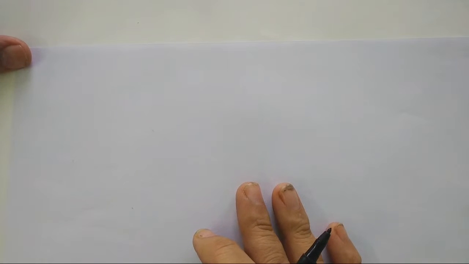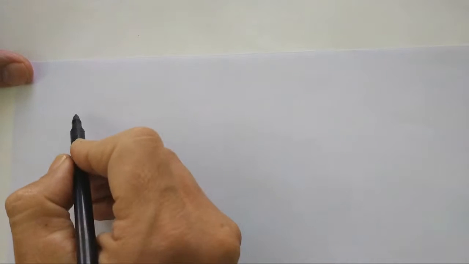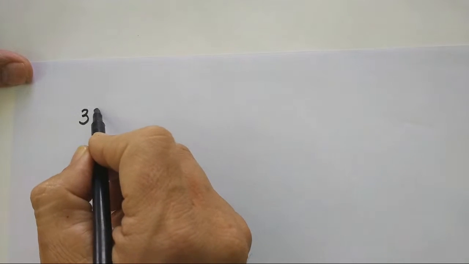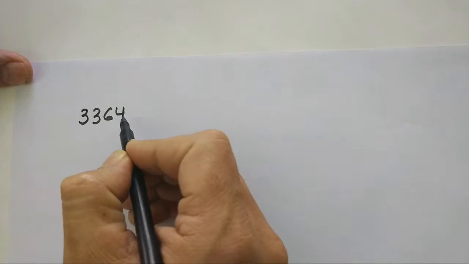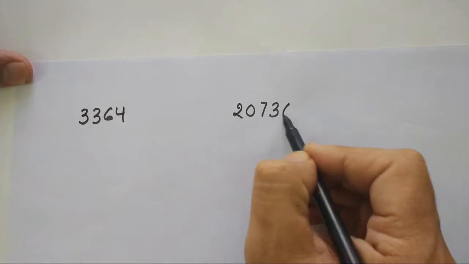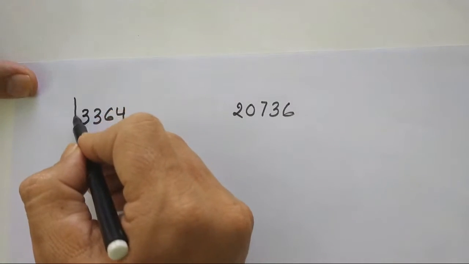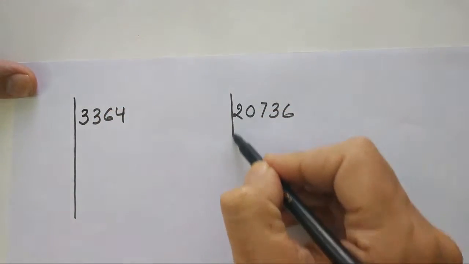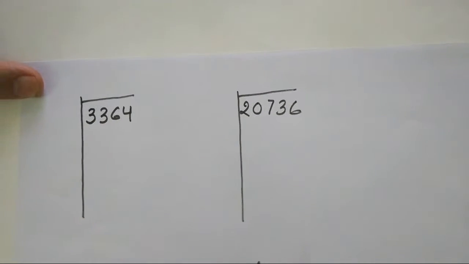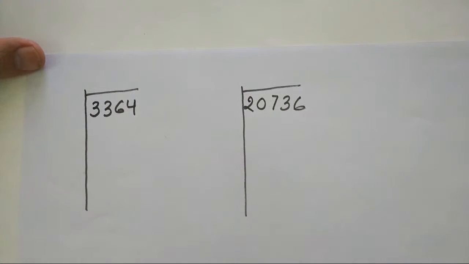Square root of a number, the square root of a number by using the long division method. So let's take two examples. A number which is having 4 digits, and both the numbers you will understand: 3364 is your first number, and the second number is a big number, 20736. First we will understand how to find the square root of numbers which are perfect squares. Then later we will see how to find the square root of numbers which are not perfect squares.